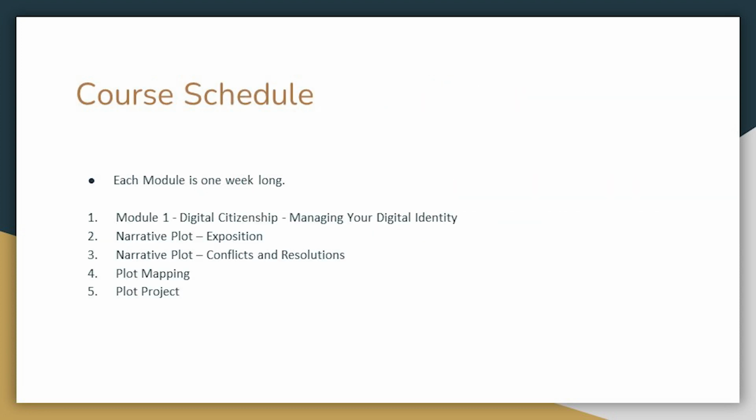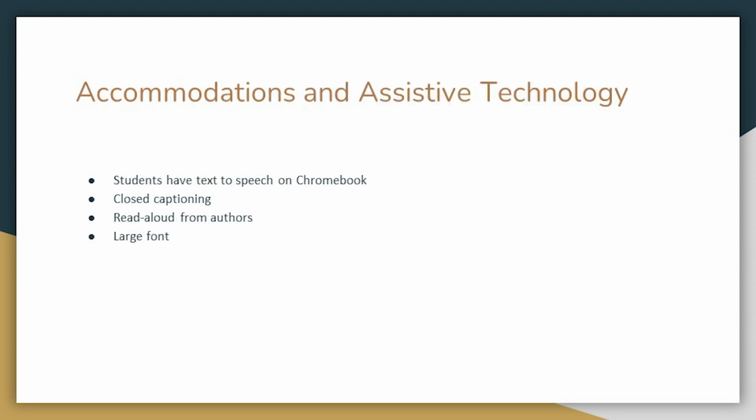The course schedule is going to be involving 5 one-week long modules. Each module is going to cover and build on the one prior. Students will have access to their accommodations as listed in their 504 IEP plans, but the other students in the class will also have access to our text-to-speech on our Chromebooks, closed captioning, read aloud from the authors for our short stories, enlarging fonts, and other cool little applications and add-ons that come with the Chromebooks.